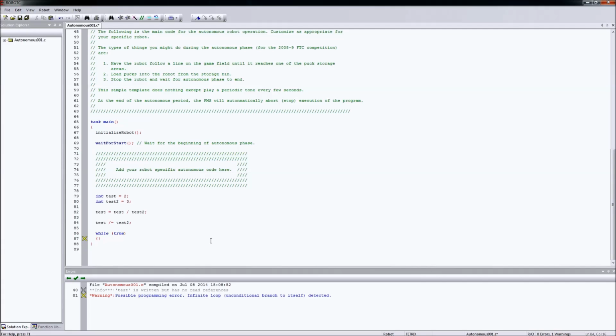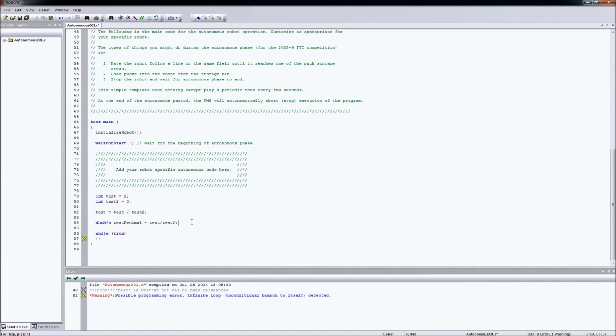So what you want to do when you're dividing with integers is you want to set a new variable and you want to make it a double or a float, because those take into consideration the decimal. So you could say double test decimal equals test divided by test2. And so then this would have the value of 2/3.